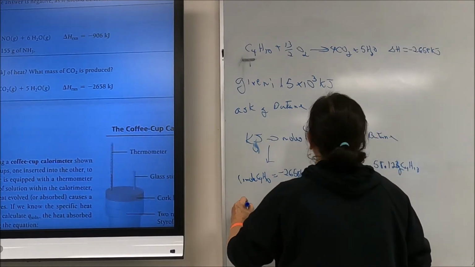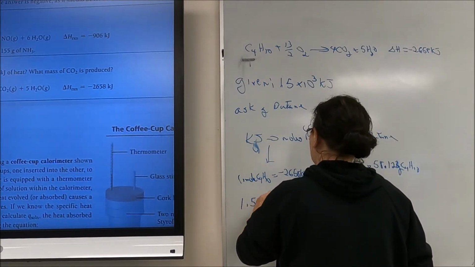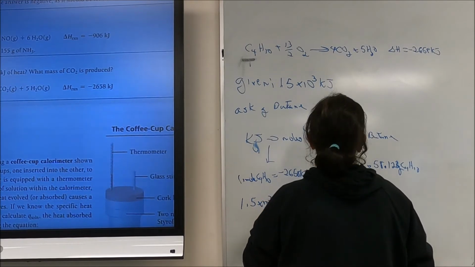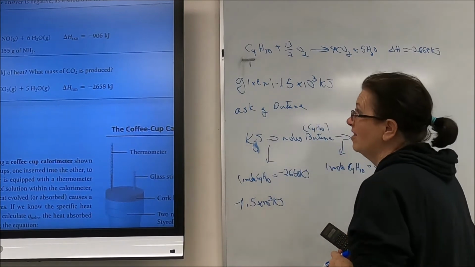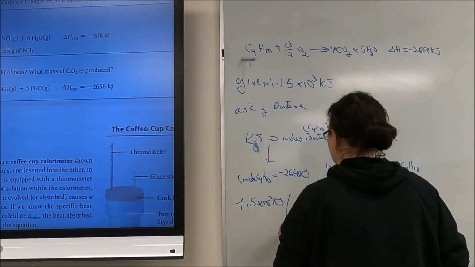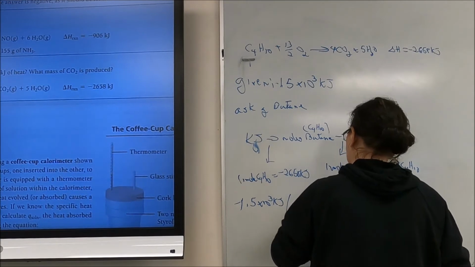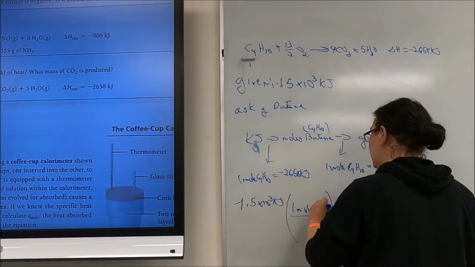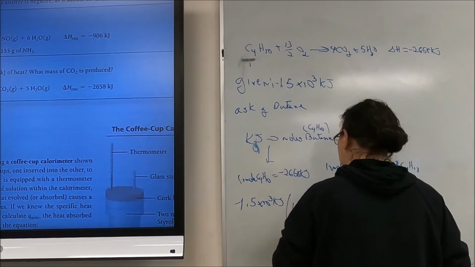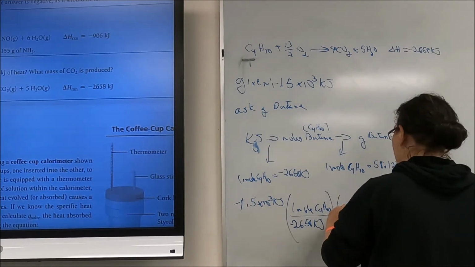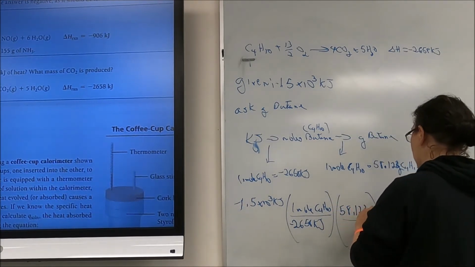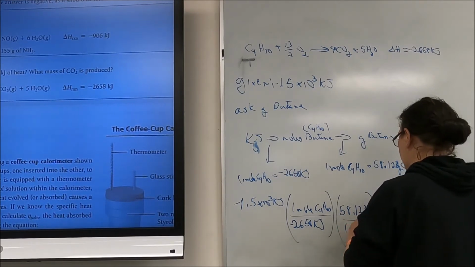Okay, so we're going to start out with our 1.5 times 10 to the 3 kilojoules. Oh, excuse me, yeah. And that should be negative because it said it was released. Okay? Times 1 mole of butane, C4H10, for every 2,658 kilojoules released, negative sign. And then we have 58.123 grams of butane for every 1 mole of butane.